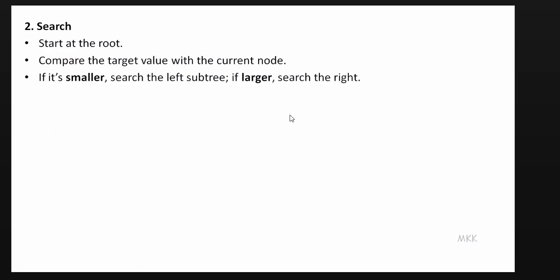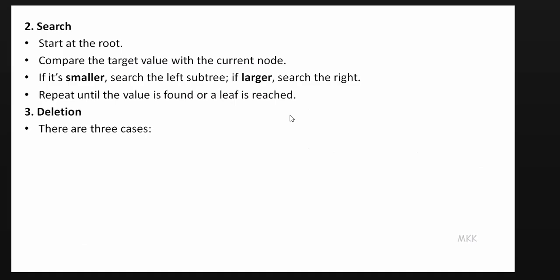If it is larger, search the right subtree. So the search operation in the first step itself is omitting 50% of the structure, so it is very easy to find the value. Repeat until the value is found or a leaf is reached. If you reach the leaf and the value is not found, it means it's a null value.